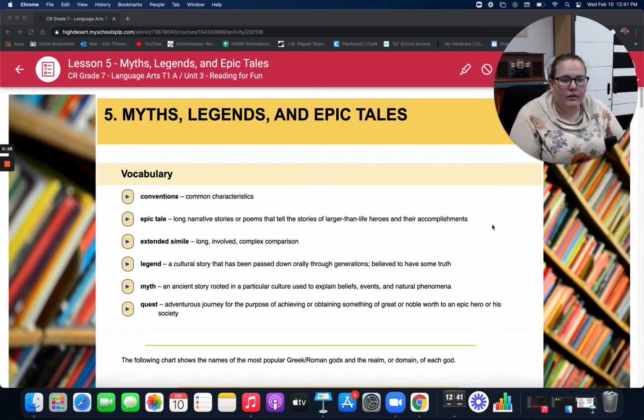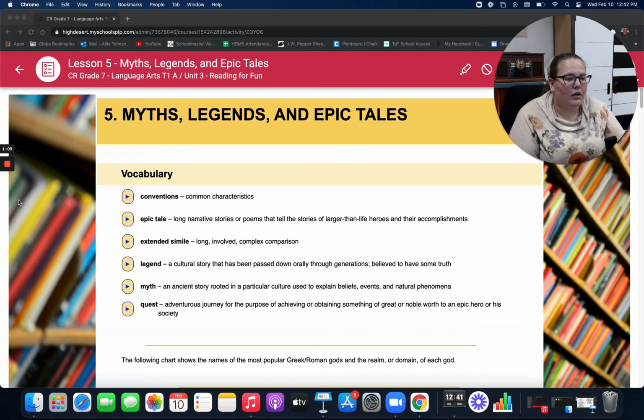So our vocabulary starts with conventions, which is common characteristics. Epic tale, which is long narrative stories or poems that tell the stories of larger-than-life heroes and their accomplishments. Extended simile, it's a long, involved, complex comparison. Legend is a cultural story that has been passed down orally through generations, believed to have some truth. A myth is an ancient story rooted in a particular culture, used to explain beliefs, events, and natural phenomena. And a quest. It's an adventurous journey for the purpose of achieving or obtaining something of great noble worth to an epic hero or his society.